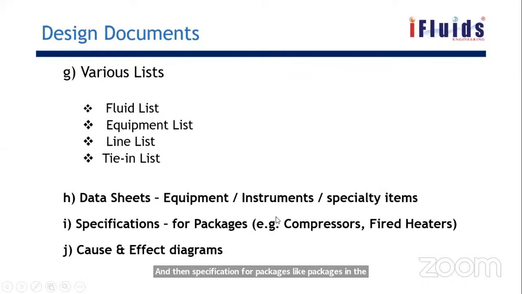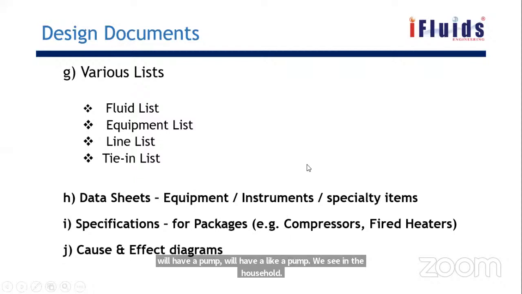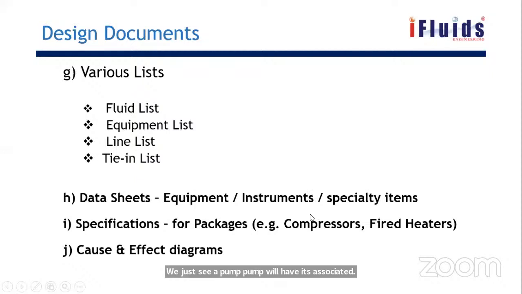Like a pump, the kind of pump we see in the household. We just see a pump. A pump will have its associated auxiliaries. A lubrication system will be there, and a seal system will be there to avoid leakages. And since it is rotary, a lubrication system will be there. So a compressor will also have a lubrication and seal system.